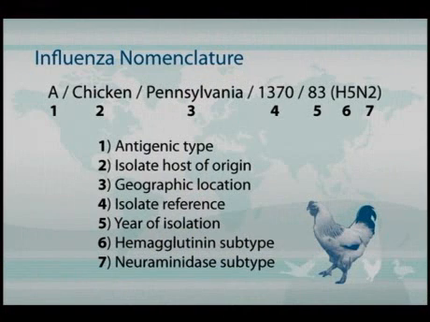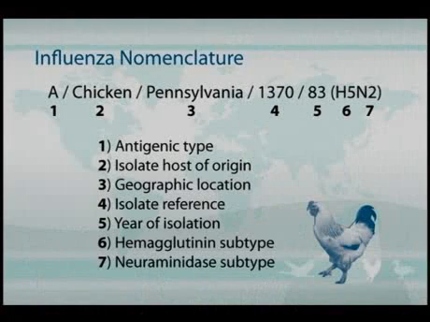We start out by talking about what the antigenic type is, and that can be type A, B, or C. Now, for our purposes, all avian influenza viruses are type A influenza viruses, so for the remainder of our talk, I won't include that A designation. We'll assume that all the viruses that we talk about are type A. The type B and C influenza viruses are all human influenza viruses, and so for the purposes of our discussion, we won't talk about those for the remainder of the talk.